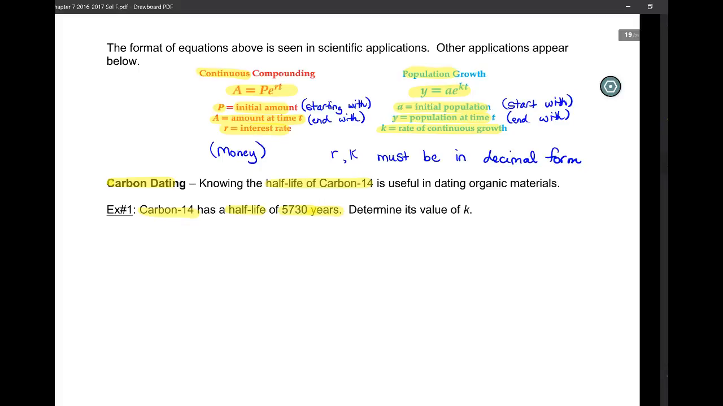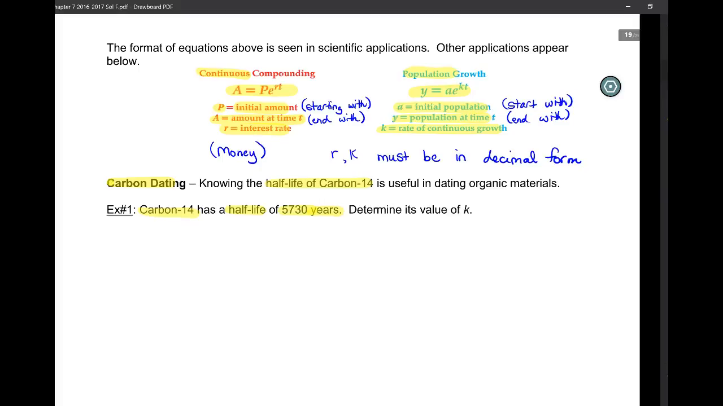So if you have 50 grams, then another 5,730 years later, how many grams of carbon do you have? 25. And then another 5,730. That's how you can date things like fossils, okay? So let's talk about carbon decay and its rate. We want to use the formula, even though it's for population growth, basically A equals P E to the RT for money. Anything else, we're going to use this formula.